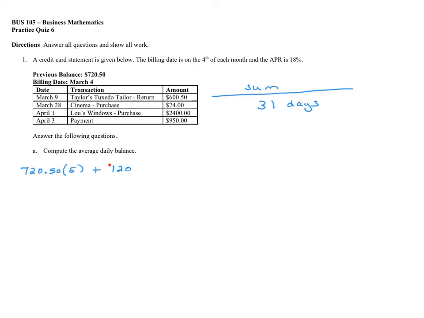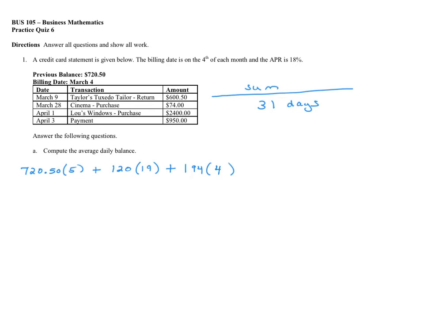And now we have to know, well, for how long was this the balance on the account? Well, from March 9th to March 28th, that's a total of 19 days. So this was the balance on the account for 19 days. For the first 5, it was $720.50. For the next 19, it was $120. But then when we got to this date, there was a purchase of $74. So I'm going to take that amount and I'm going to increase 120 by 74. This means the new balance on the account is $194. And what we need to know is, for how long was that the balance on the account? Well, from March 28th through April 1st, so we get March 29th, 30th, and 31st, as well as April 1st. So that's a total of 4 days.